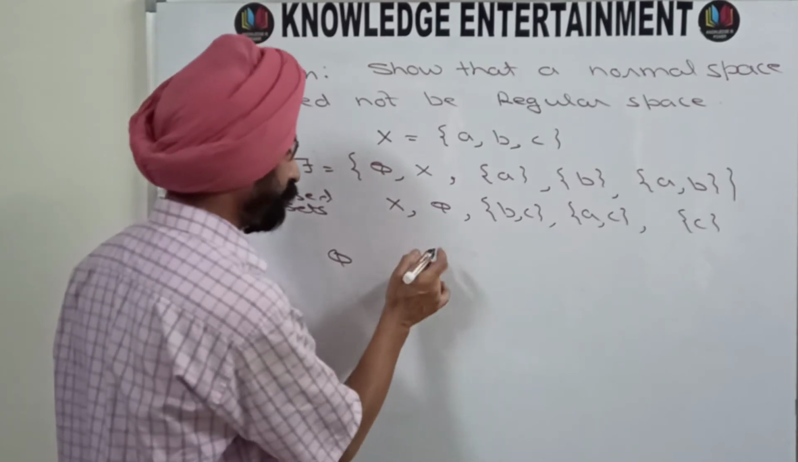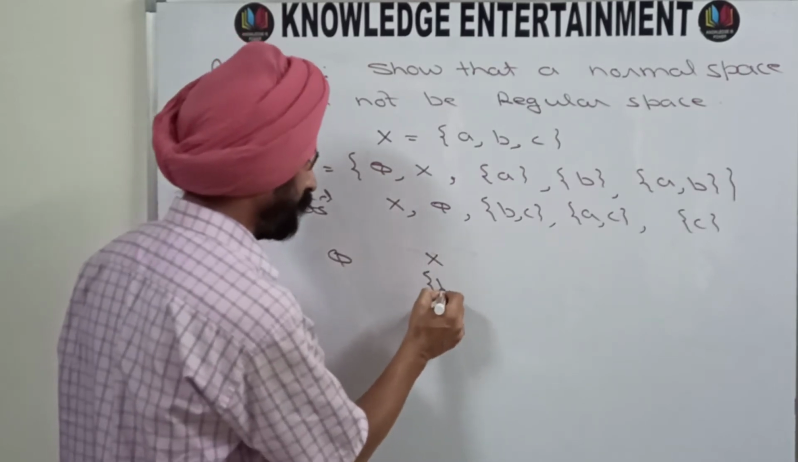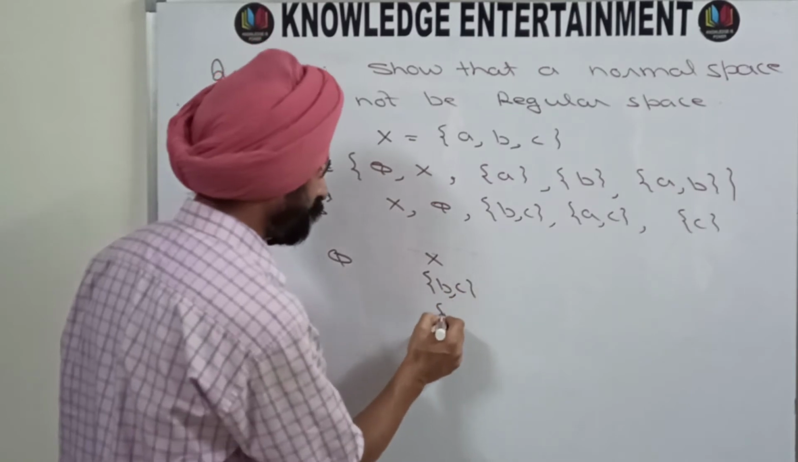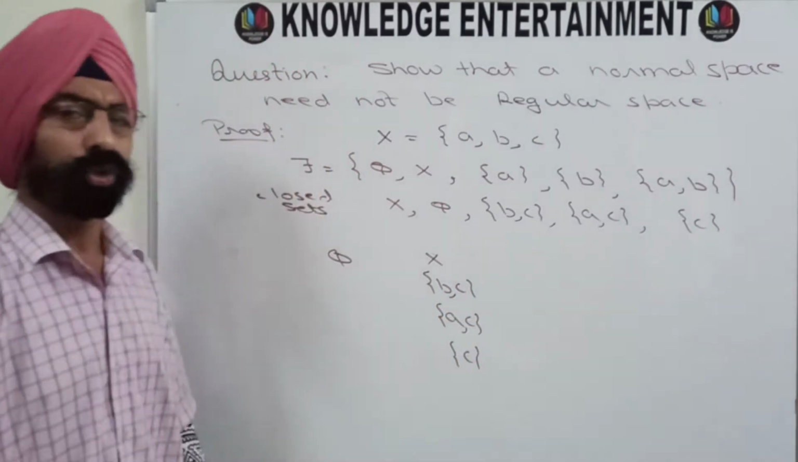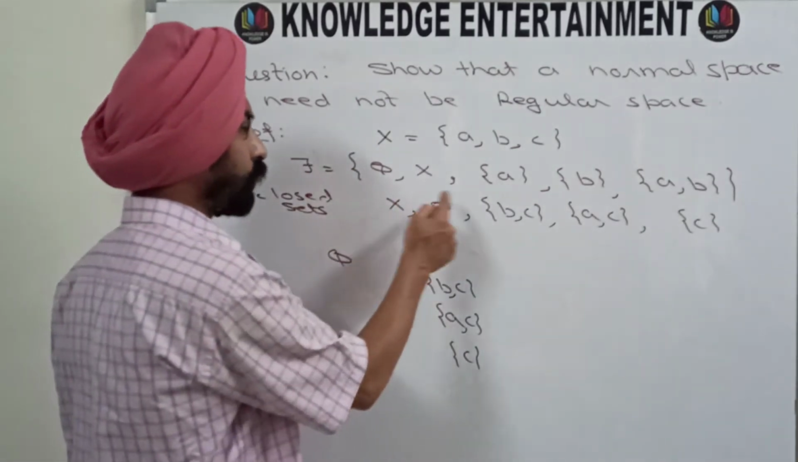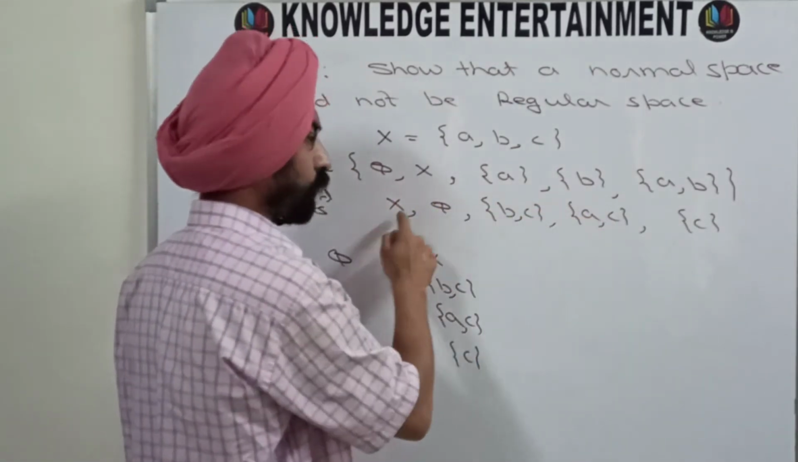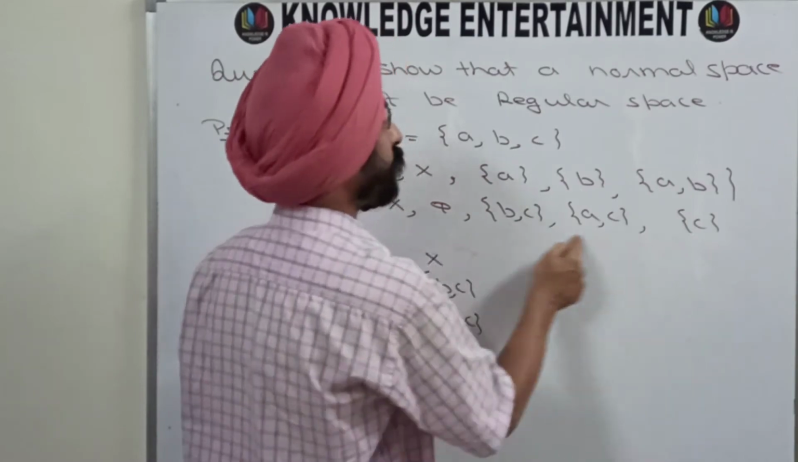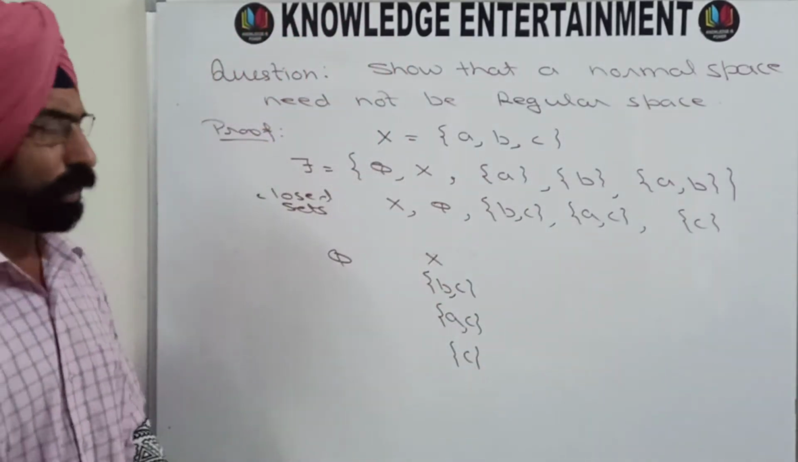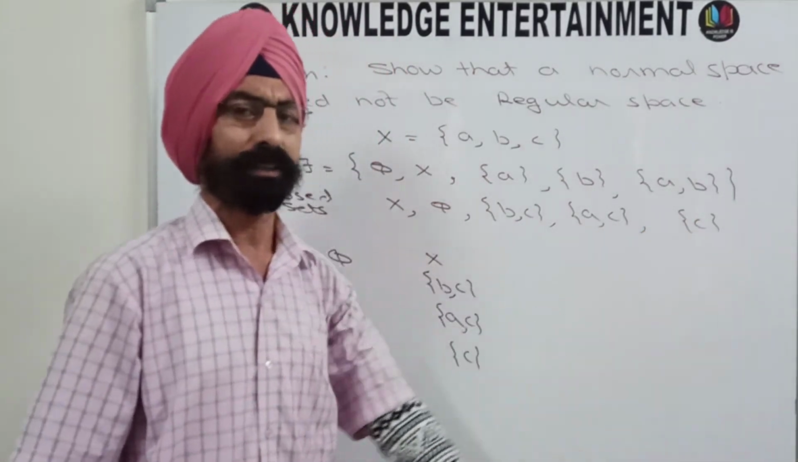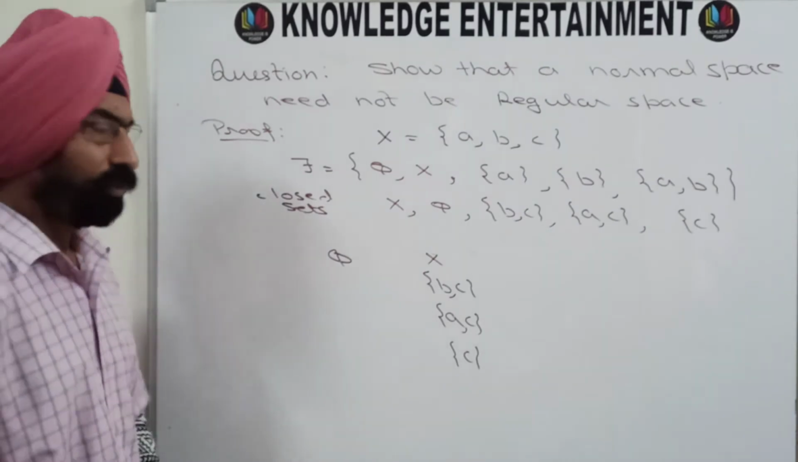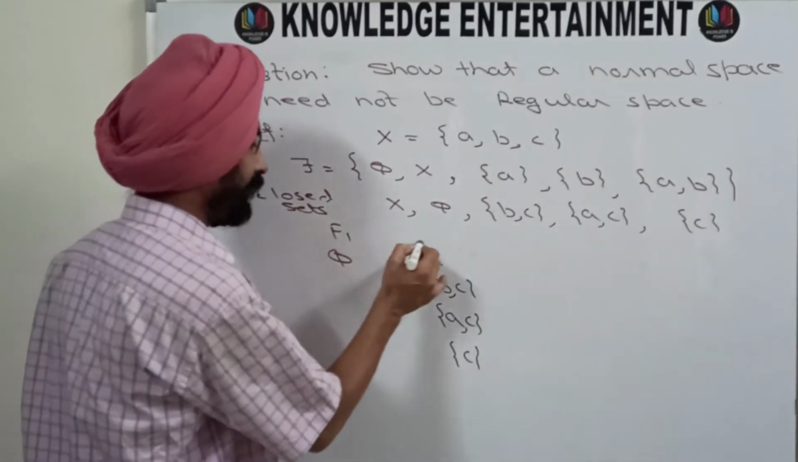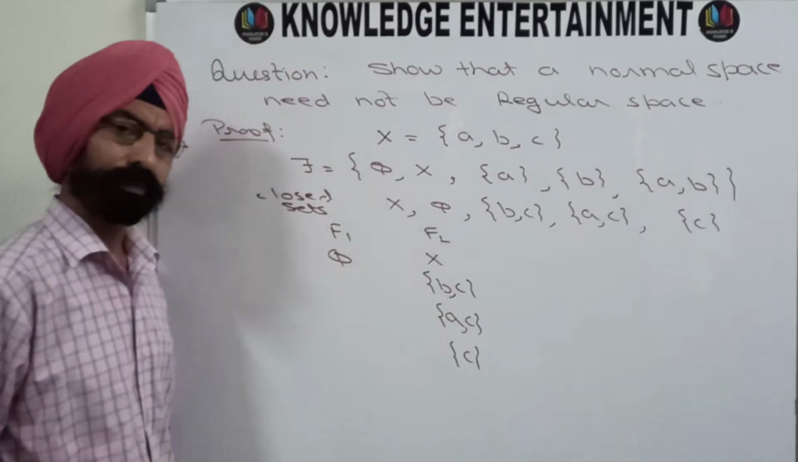Your A can be X, your A can be BC, your A can be AC, your A can be C, and there is no other possibility because these two are not disjoint, these two are not disjoint, these two are not disjoint, and any two from these three are also not disjoint because C is there in all of these. So these are the possibilities for your F1 and for your F2.